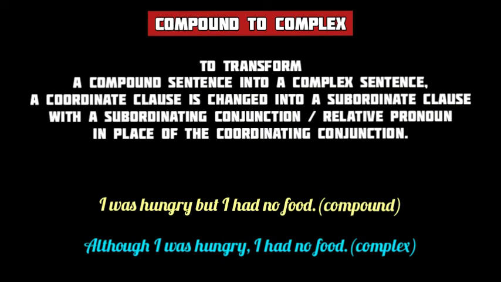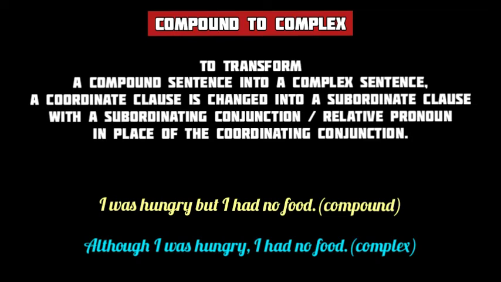But how will you transform a compound sentence into a complex sentence? Well, here you have to naturally reverse the process. What I mean is, a coordinate clause of the compound sentence is changed into a subordinate clause using a subordinating conjunction or a relative pronoun or relative adverb in place of the coordinating conjunction. For example, in the compound sentence, I was hungry but I had no food, there are two coordinate clauses, I was hungry and I had no food, joined by the coordinating conjunction but.